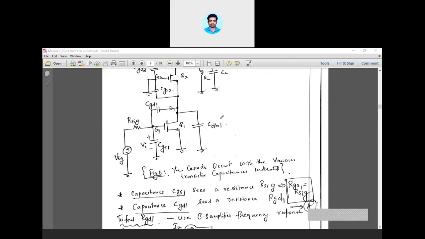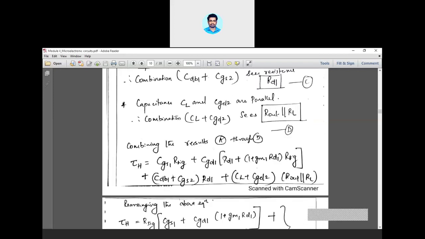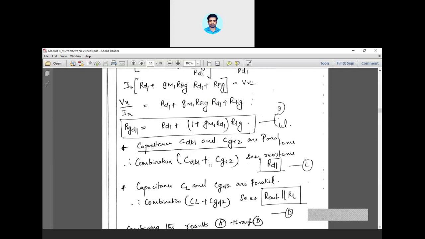Any doubts? When you look into CDB1, what is the resistance that you can find? It is a resistance connected across drain 1, which is internal to the transistor. Note that CDB1 is parallel to CGS2. So when you look into CGS2 also, the only resistance that you can find here is RD1, the drain resistance of Q1. So what is the total resistance when you combine these two and look into the open terminals? The resistance is nothing but RD1. Similarly, you can pair up the other two capacitances.